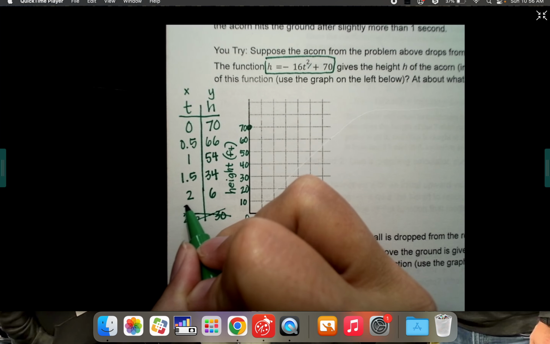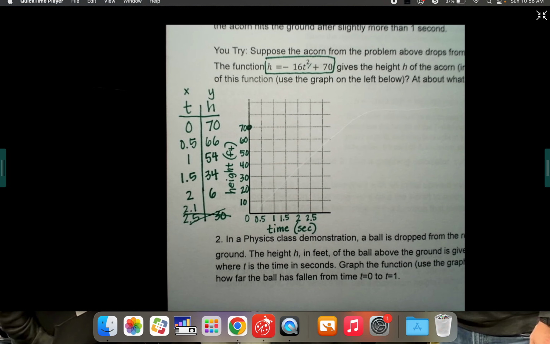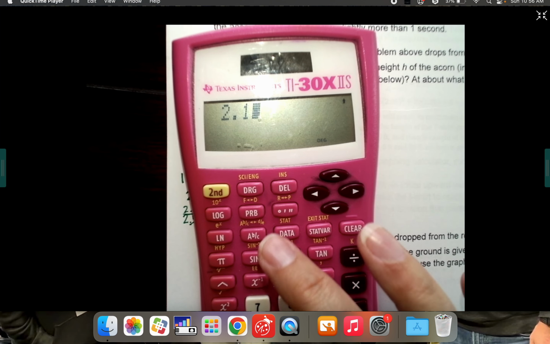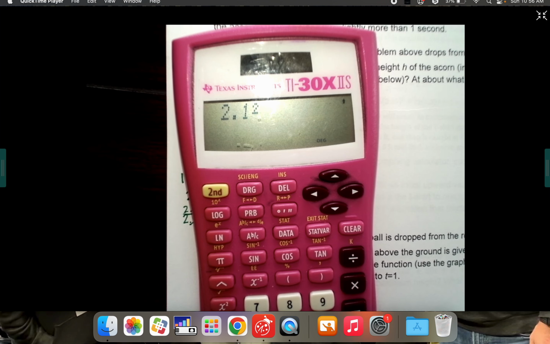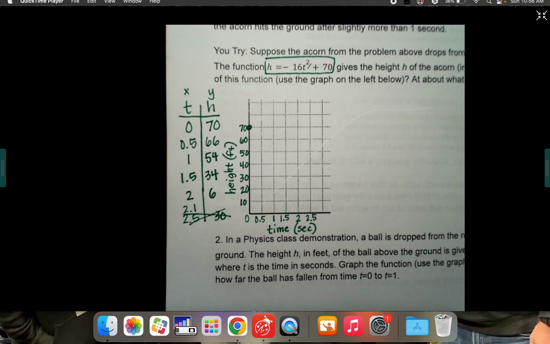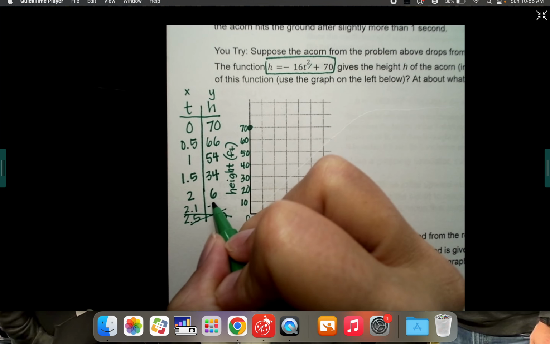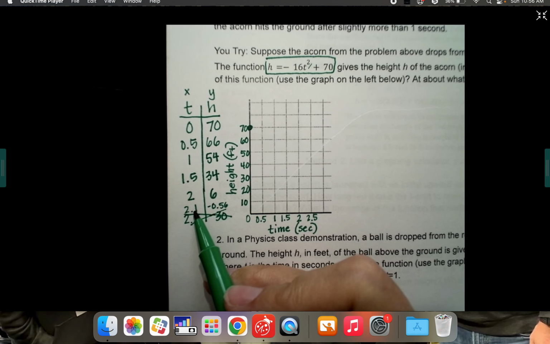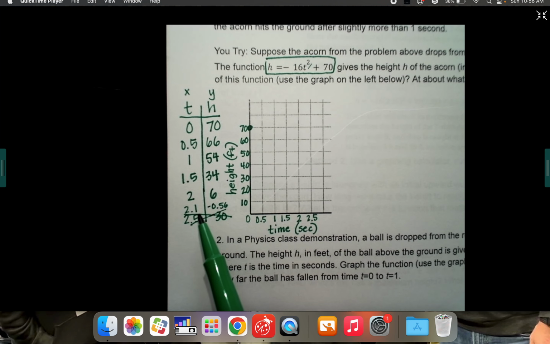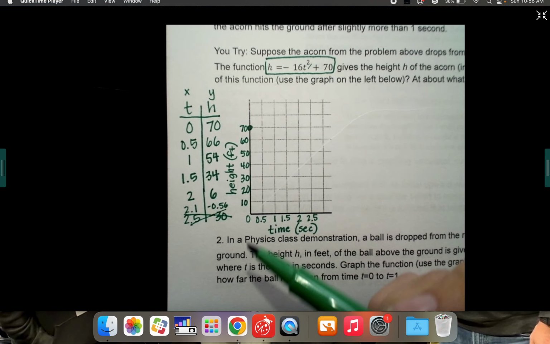So, I mean, we could try like 2.1 seconds maybe just to see. So at 2.1, if we square it, times -16, yeah, that's really close, plus 70, you're at just barely past where it hit the ground. You're at -0.56. So we still wouldn't graph that, but it's not at 2, it's just right after 2. It's between 2 and 2.1 seconds. So let's graph the rest of these though.